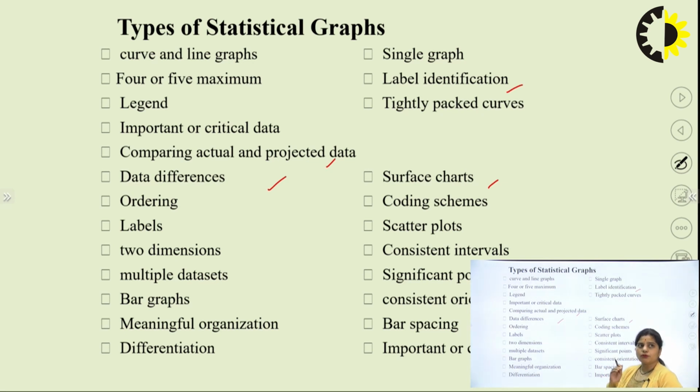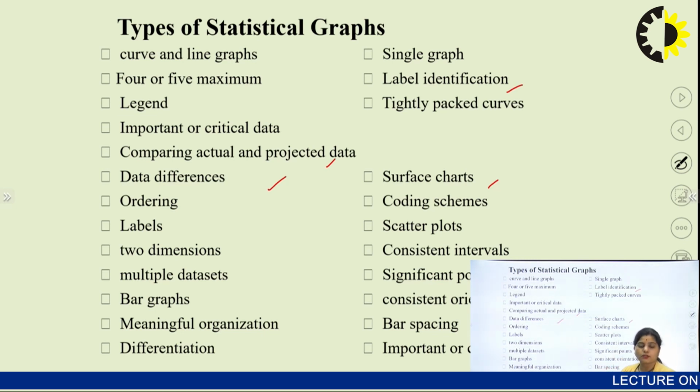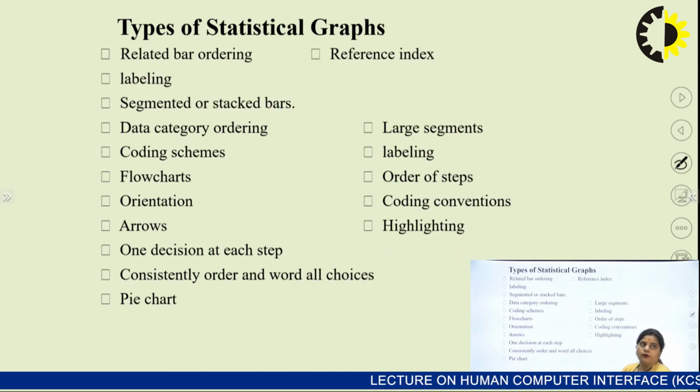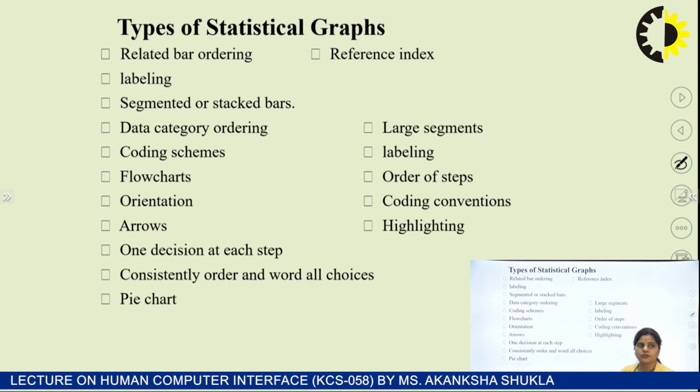These different kinds of statistical graphs are used for different purposes or for showing different requirements of the data, or as per the requirement of the user. Now, related bar ordering, labeling, segmented or stacked bars, data category, flow charts, orientations, arrows, one decision at each step, pie charts, large segments, highlighting, reference indexes. These are extensions of the previous types of graphs.